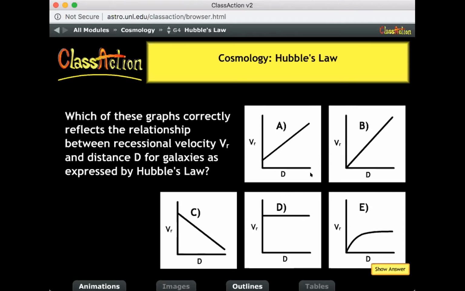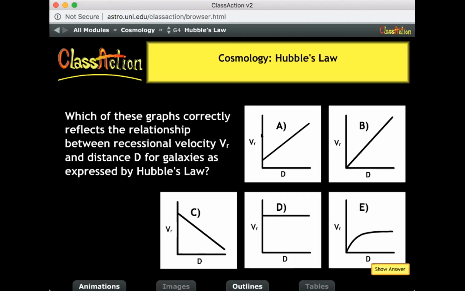Both of them have nice linear slopes moving away from the origin, but only one of these can be right. And in this case, it's B. How do we know it's B? Because it goes through the origin. We know that as you go towards distance equals 0, the velocity has to go to 0.